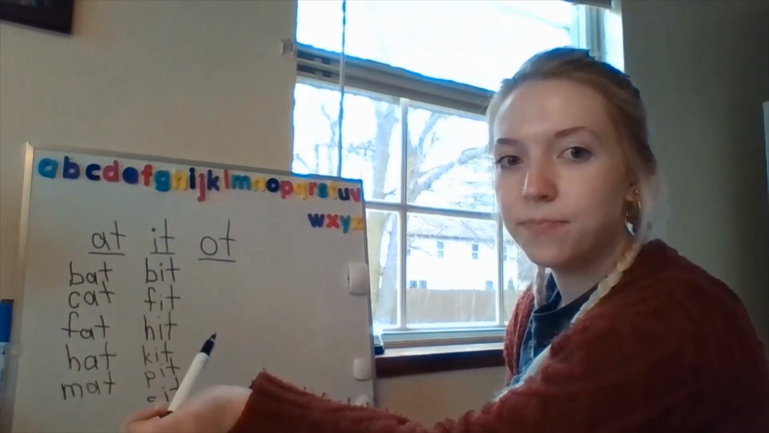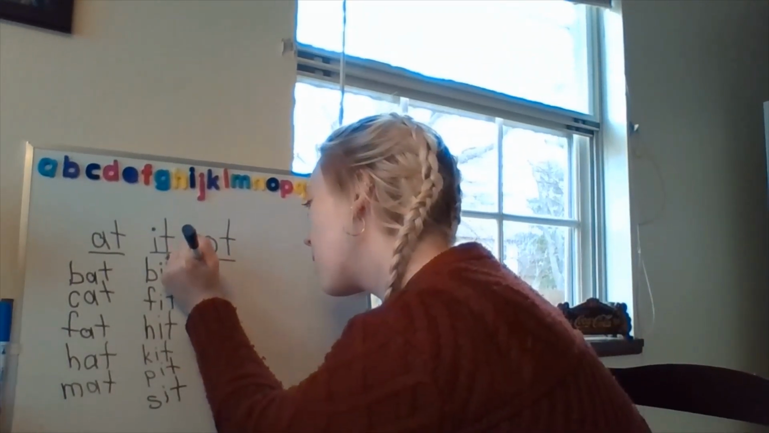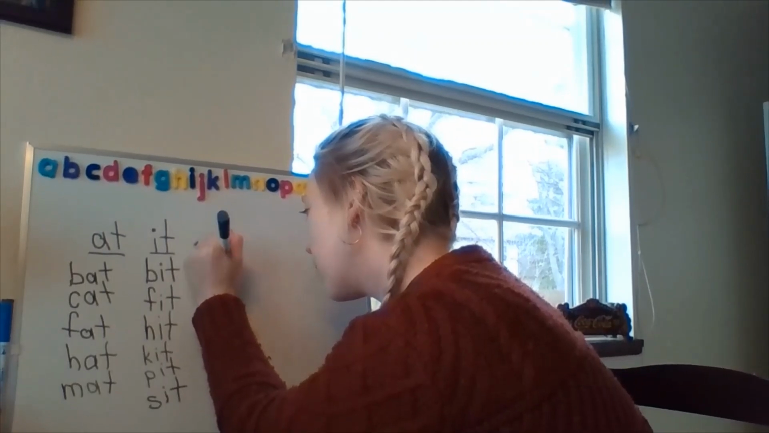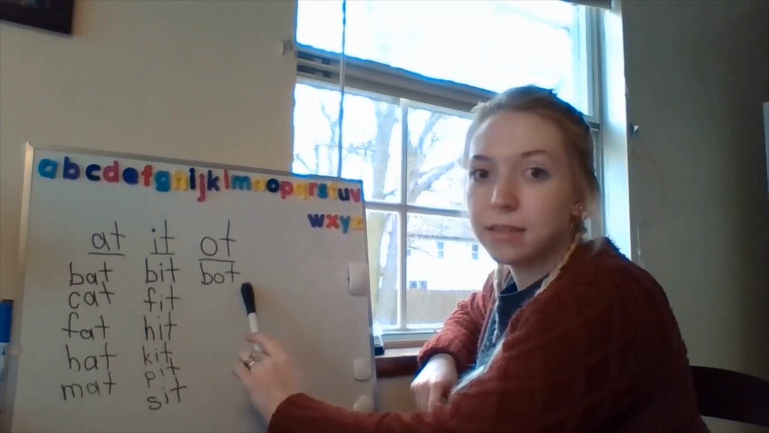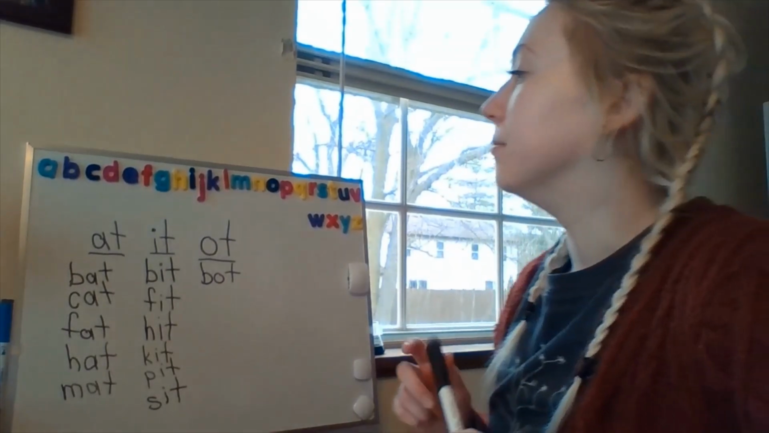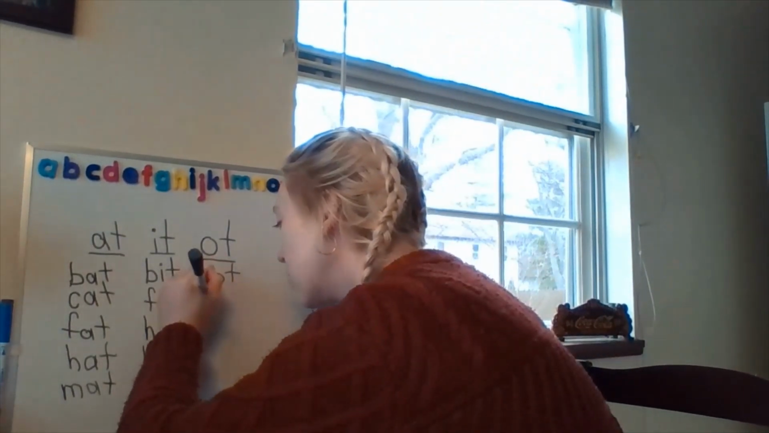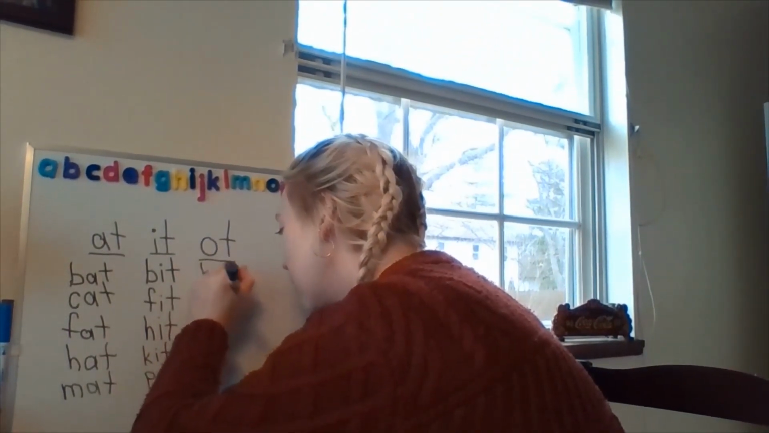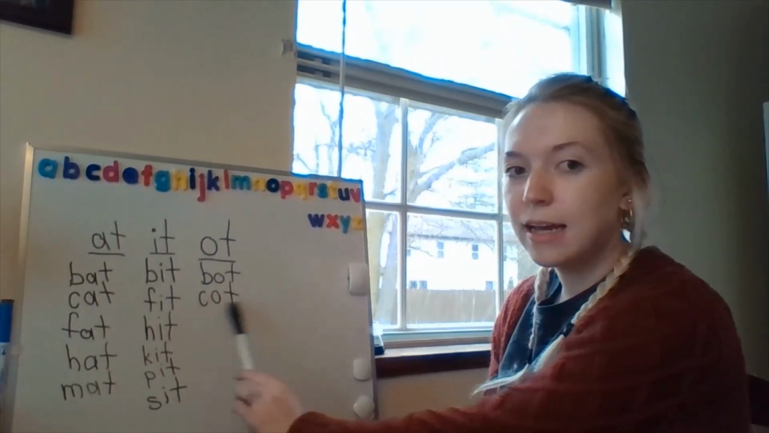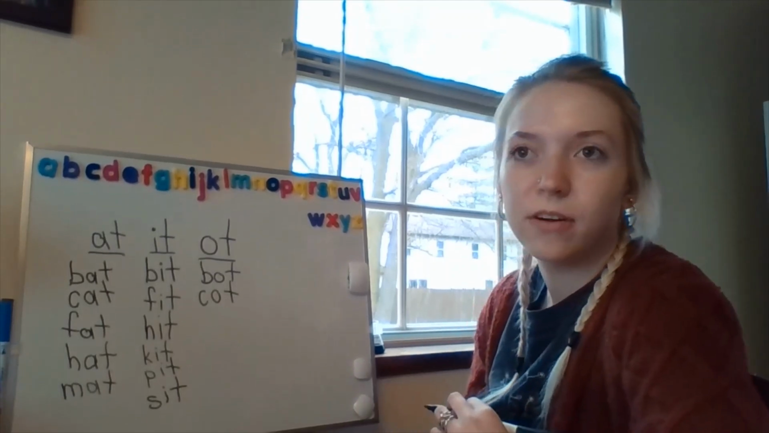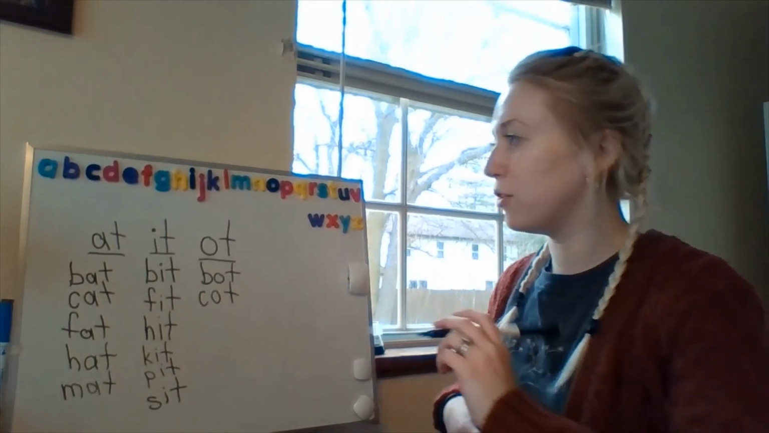Can we add a B? What would that make? Let's sound it out. Ready? B-ot. Bot. Like a robot, maybe? Can we add a C? Let's try it. Ready? Let's sound it out. Cot. Like a cot is a word for like a small bed sometimes. I think some of you talked about that before. I think some of you know what that is.